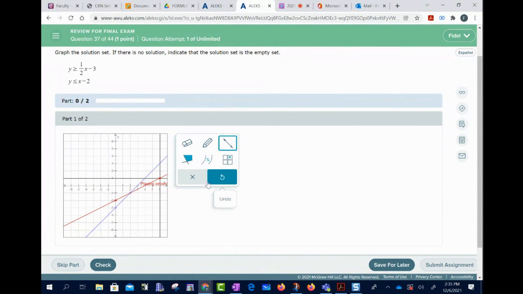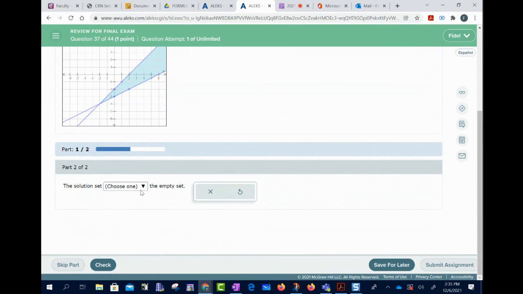Yeah, I did it wrong. Okay, so 0, -3, 1 over 2. So it's up 1 over 2. There we go. That looks better. And then 0, -2, and up 1 and over 1. There we go. Shade in the region. Boom. Check it.